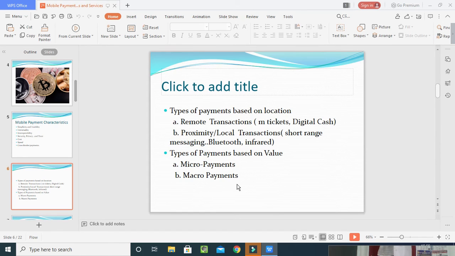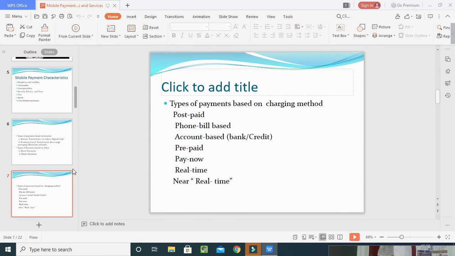Coming to the next payment type, that is based on value. So we have micro payments and macro payments. Micro payment, the word itself indicates small payments. Coming to the macro, it talks about large payments. So as you people are aware of how the transaction takes place in daily life, one by one, at the micro level or at the macro level.